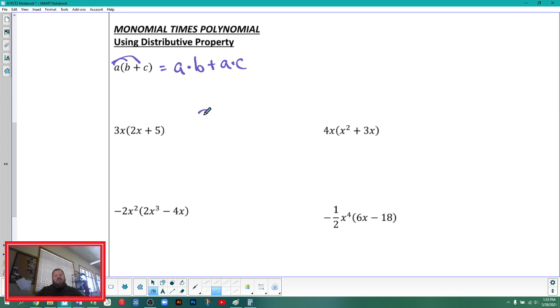If I think about taking 3x times 2x, that's just going to be the two numbers multiplied together. 3 times 2 is 6. And x times x is actually x squared. So whenever I'm multiplying variables together, it doesn't add another number to the number, it's adding to the exponent. So we're going to have 6x squared. 3 times 5 is 15. And there's an x involved with that.